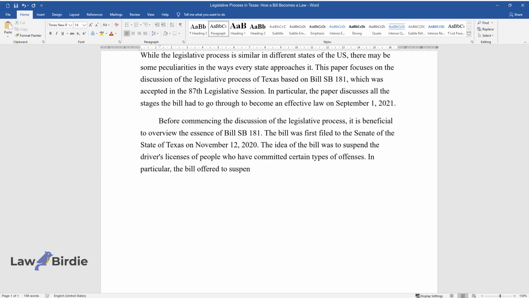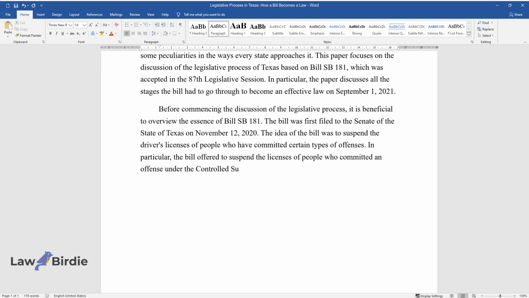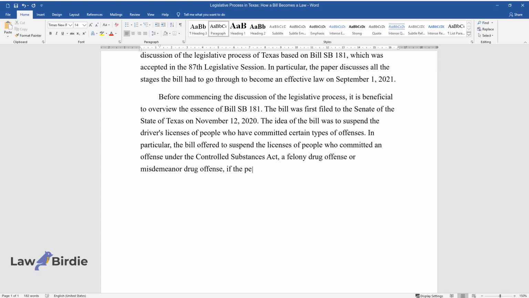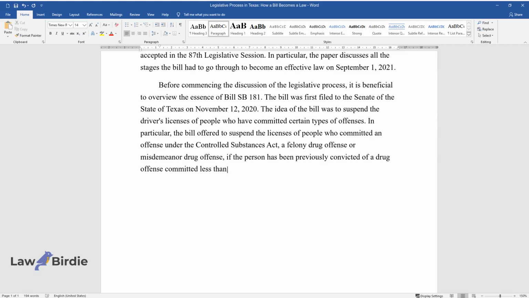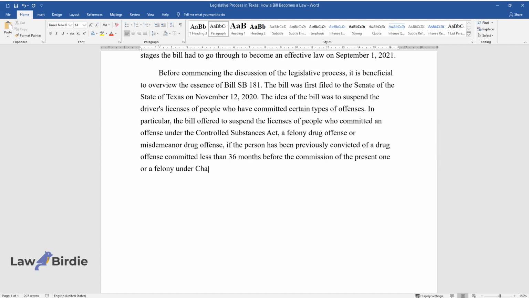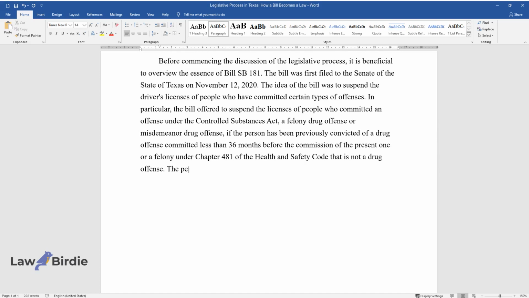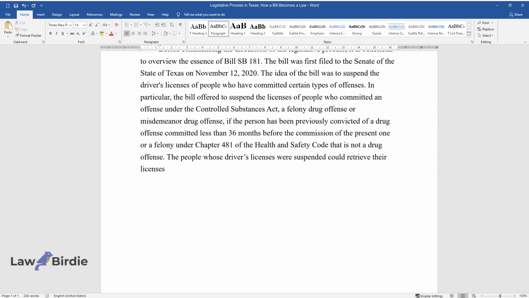In particular, the bill offered to suspend the licenses of people who committed an offense under the Controlled Substances Act, a felony drug offense or misdemeanor drug offense, if the person has been previously convicted of a drug offense committed less than 36 months before the commission of the present one, or a felony under Chapter 481 of the Health and Safety Code that is not a drug offense. The people whose driver's licenses were suspended could retrieve their licenses only under the condition of receiving special training that can be received both online and in person.